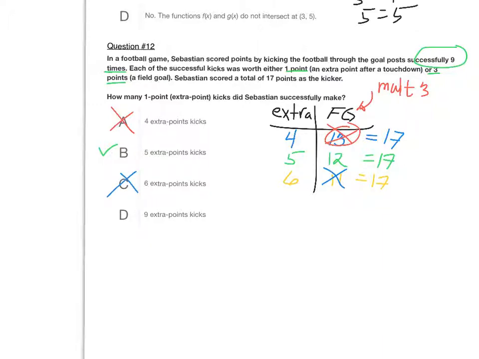And then D says 9 extra point kicks. So we're going to have 9. And then 9 plus what is 17? That would be 8 to equal 17. 8 is not divisible by 3, so our only answer choice could be B. Moving on.